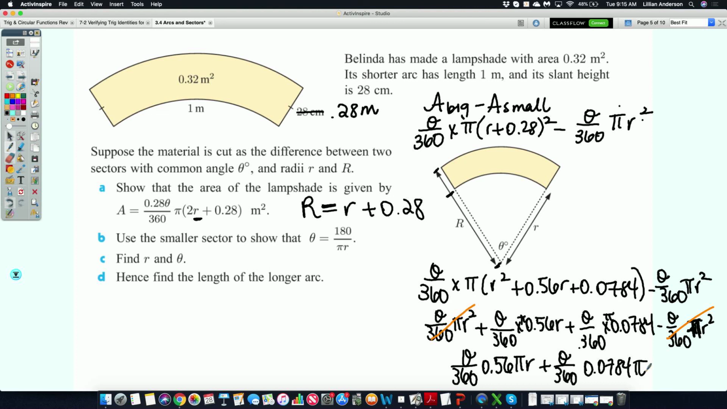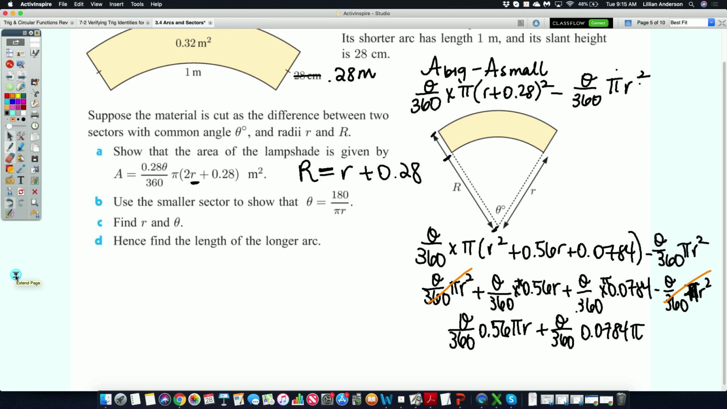You can take out a 0.28. You could also take out a pi. You can also take out a theta over 360. And then that is how you end up getting to that point. So in the show problem, you want to make sure that you do show yourself actually taking out that 0.28 theta pi, which leaves you with 2r plus 0.28.